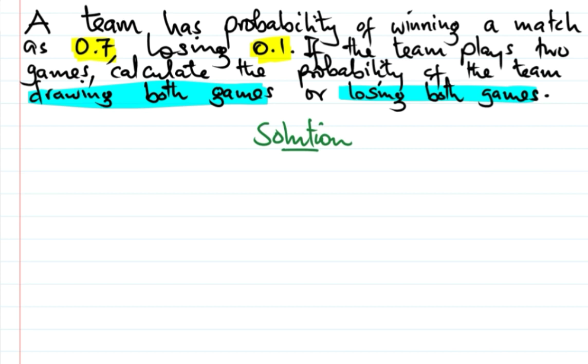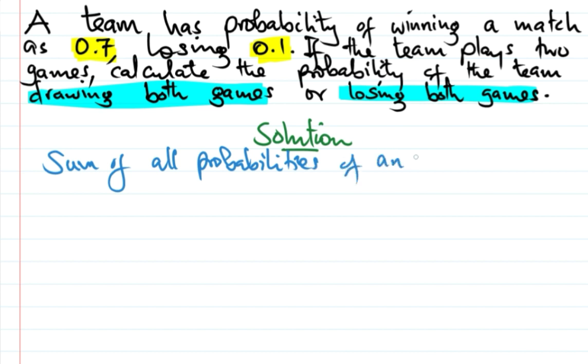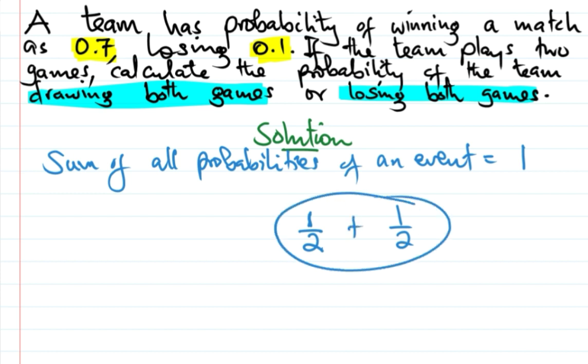First, you must know that the sum of all probabilities of an event answers about one. For instance, if it rains, my chances are 50-50. It's either to rain or not rain. So if you add the two halves, the answer is about one. So the sum of all probabilities answers about one.